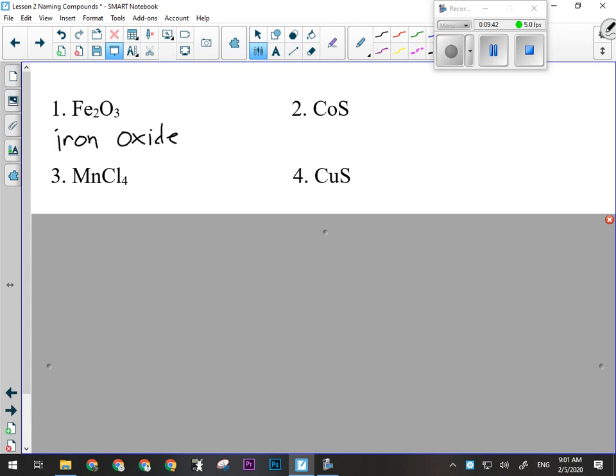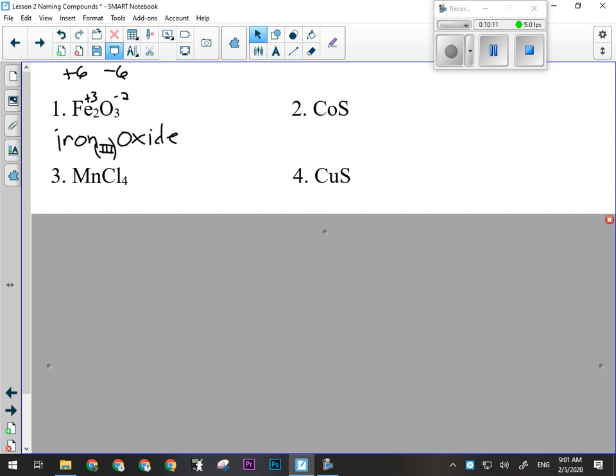So I look at my oxygens. Oxygen is always a -2. -2 times 3 is -6. To make this compound equal 0, I have to get 6 positive charges from my 2 iron atoms. 6 divided by 2 is 3. So this is iron(III) oxide. Works the same on all of them.